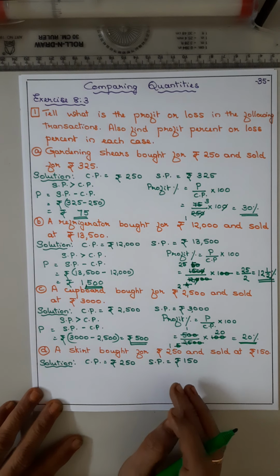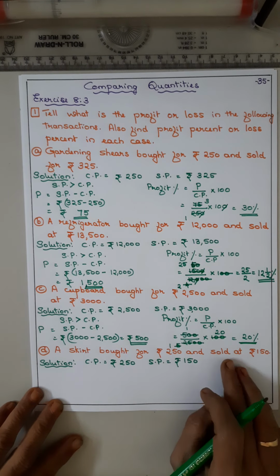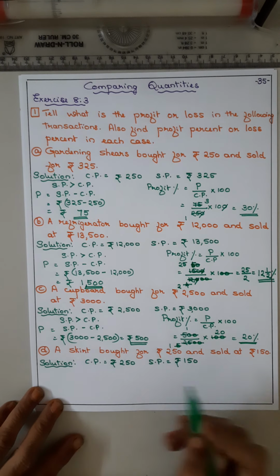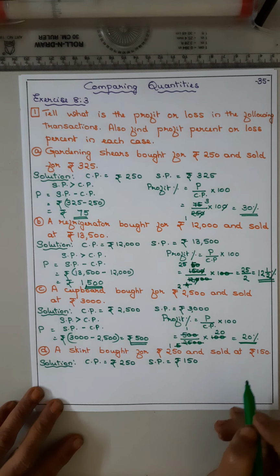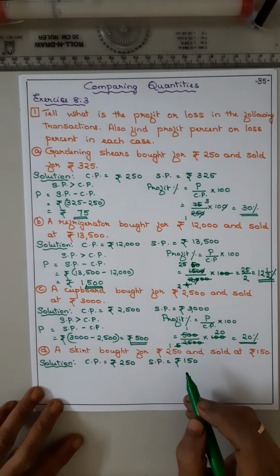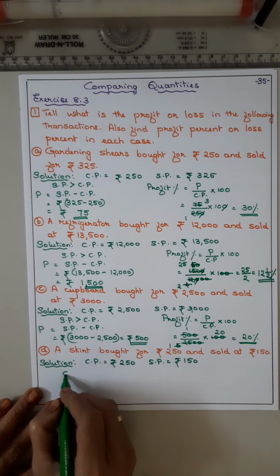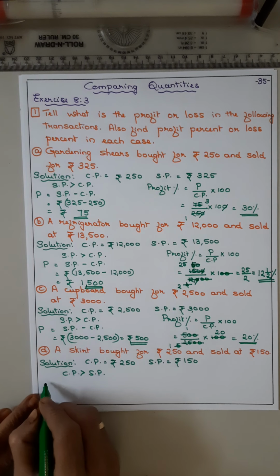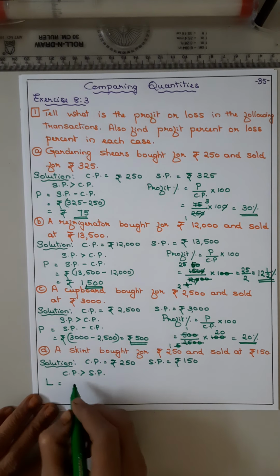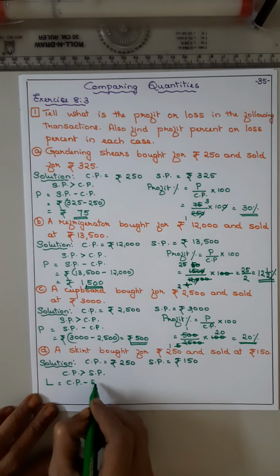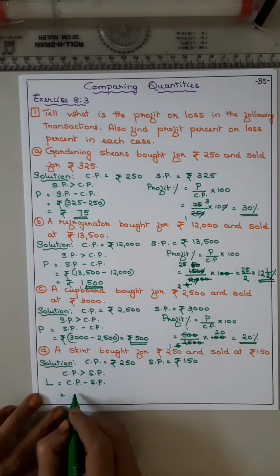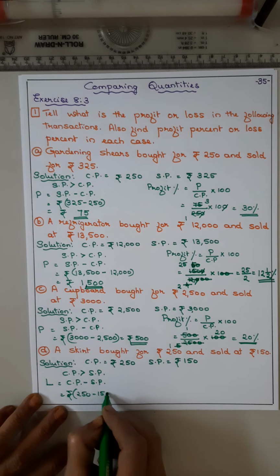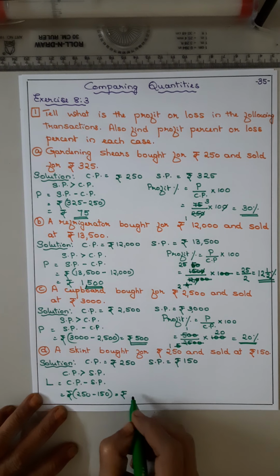Now coming to question number D. A skirt bought for 250 rupees, sold at rupees 150. Bought, that is CP is equal to 250, sold, SP is equal to 150. Now which is greater? CP is greater, right? CP is greater than SP. When CP is greater, what is it? It is loss. Loss is CP minus SP. CP is how much? Rupees 250 minus 150. You got rupees 100.